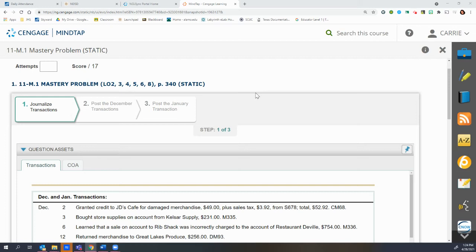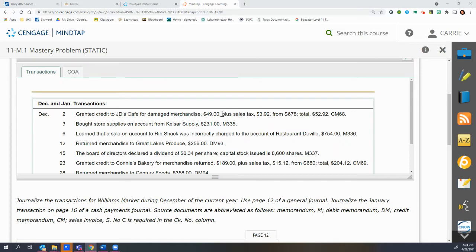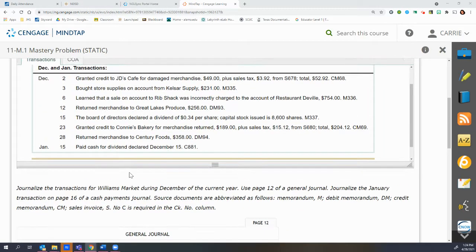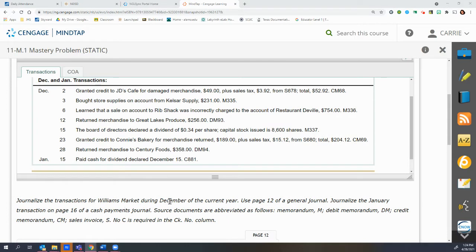Okay, so this is the chapter 11 M.1 mastery problem, and it's covering our objectives 2, 3, 4, 5, 6, and 8, and it would be on page 340 in your book. So basically, it's giving us these transactions, and they want us to journalize them. So journalize the transactions for Williams Market during December of the current year. Use page 12 of the general journal. Journalize the January transaction on page 16 of the cash payment journal.